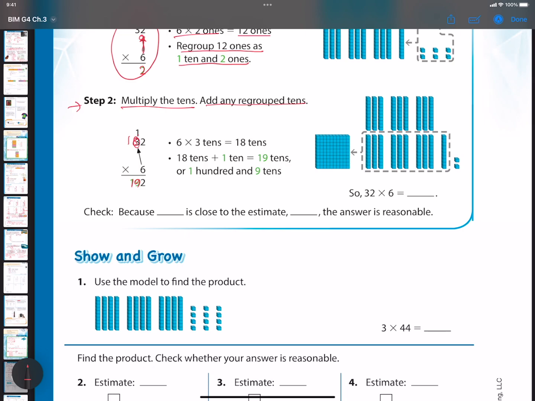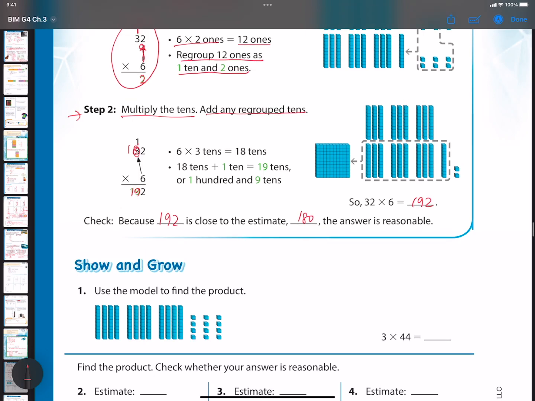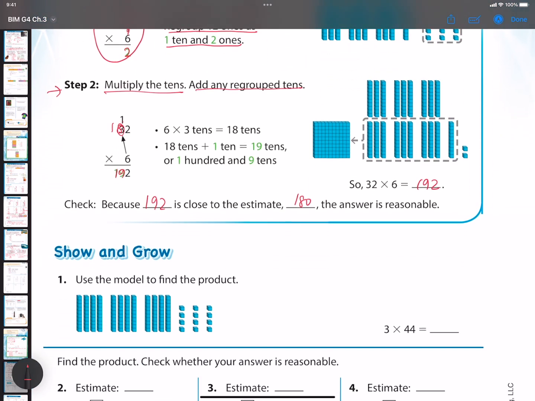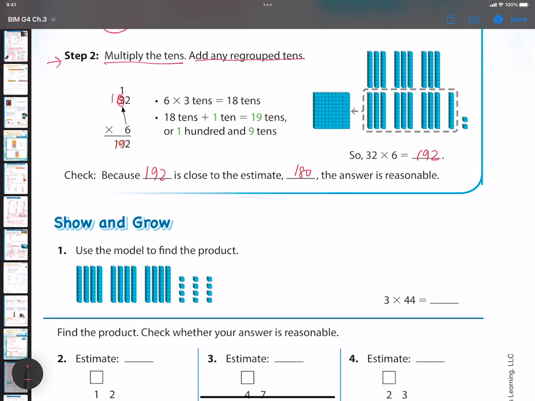So the answer is what? 192. Because 192 is close to the estimate, what? 180. That was our estimation. Do you remember? Here, right? Okay, so the answer is reasonable.